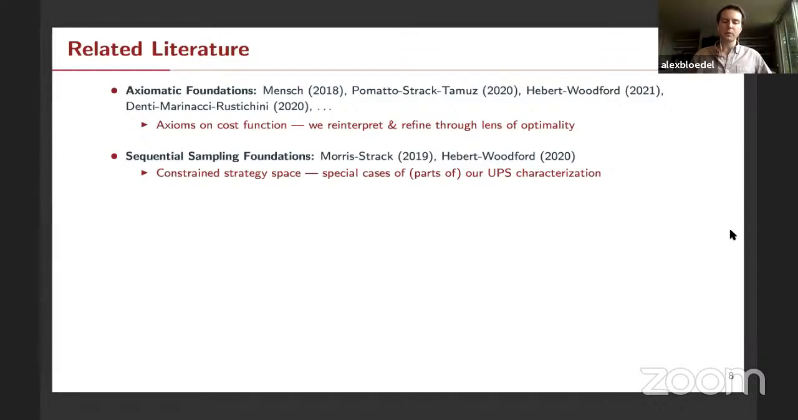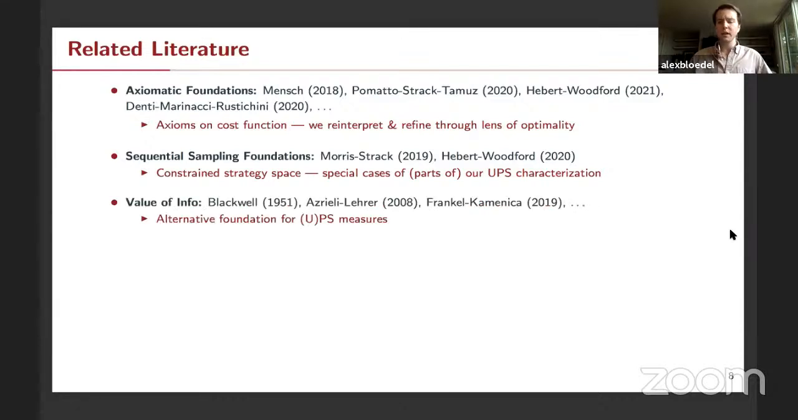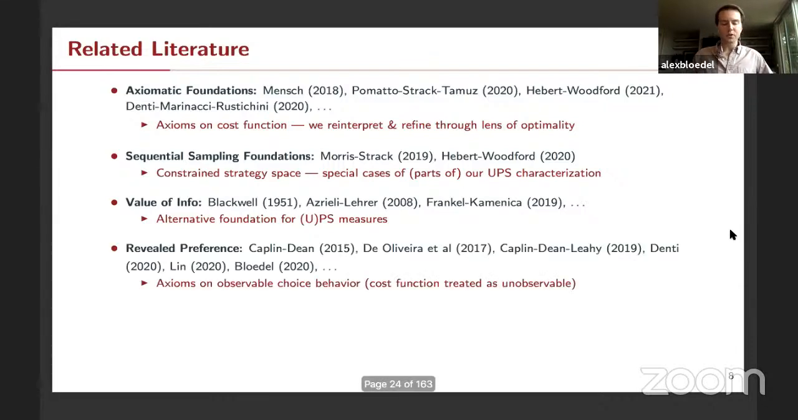The main difference is that those papers consider much more constrained versions of the optimization problem that we consider, and therefore derive special cases of only one direction of one of our UPS theorems. A bit more distantly, UPS measures can be microfounded alternatively as the value of information for Bayesian decision makers. This is complementary to the cost-based approach. There's also a large revealed preference literature in which Andrew features prominently, which, unlike our approach, treats the cost function and the information that the decision maker acquires as unobservable, and instead tries to infer those things based on observable choice behavior in different decision problems.